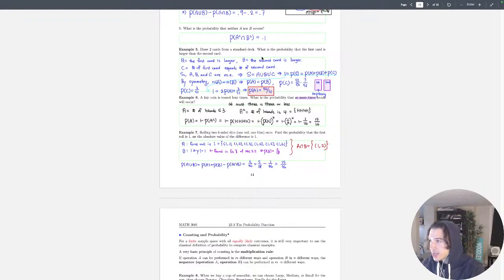So the trick there is really just enumerating what the possible events are and then doing some addition once you realize that these possible events make up all the possible events.